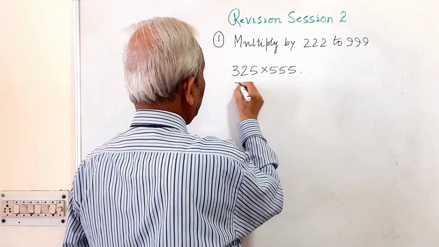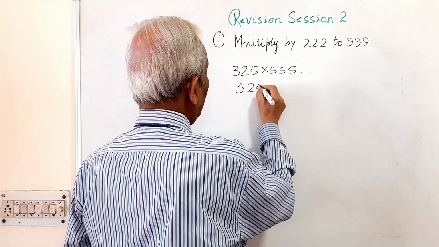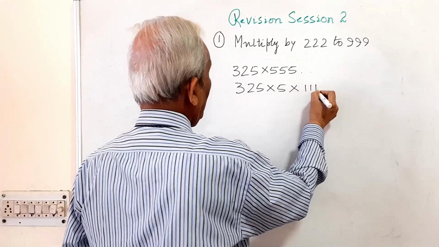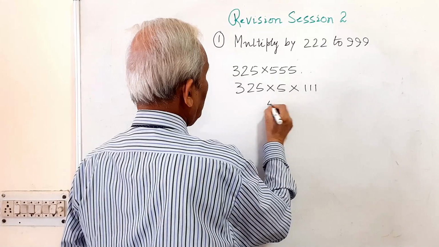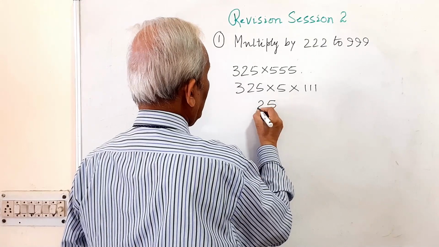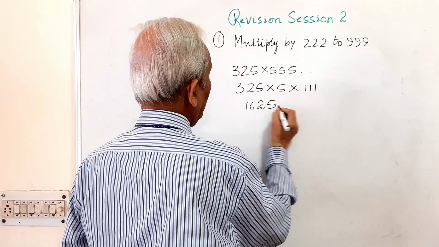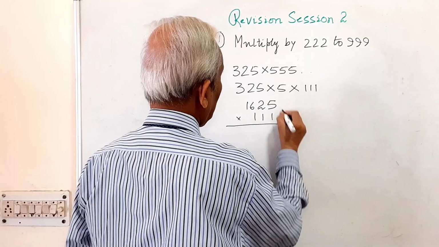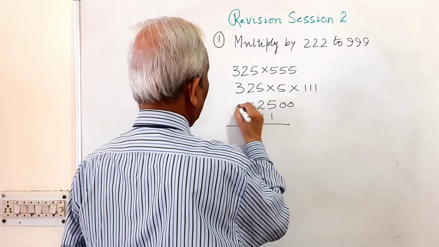Here we can write 325 into 5 into 111. This becomes 516 into 111. Just add 2 zeros on both sides.